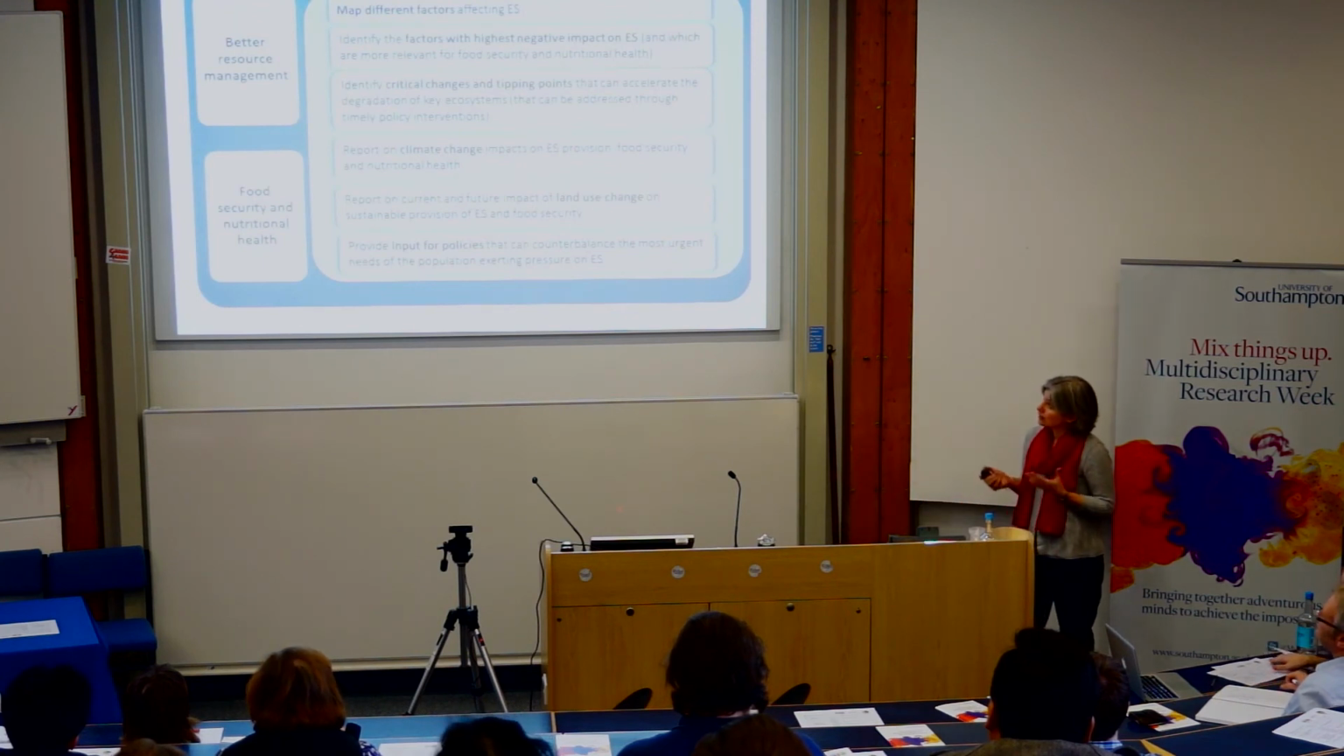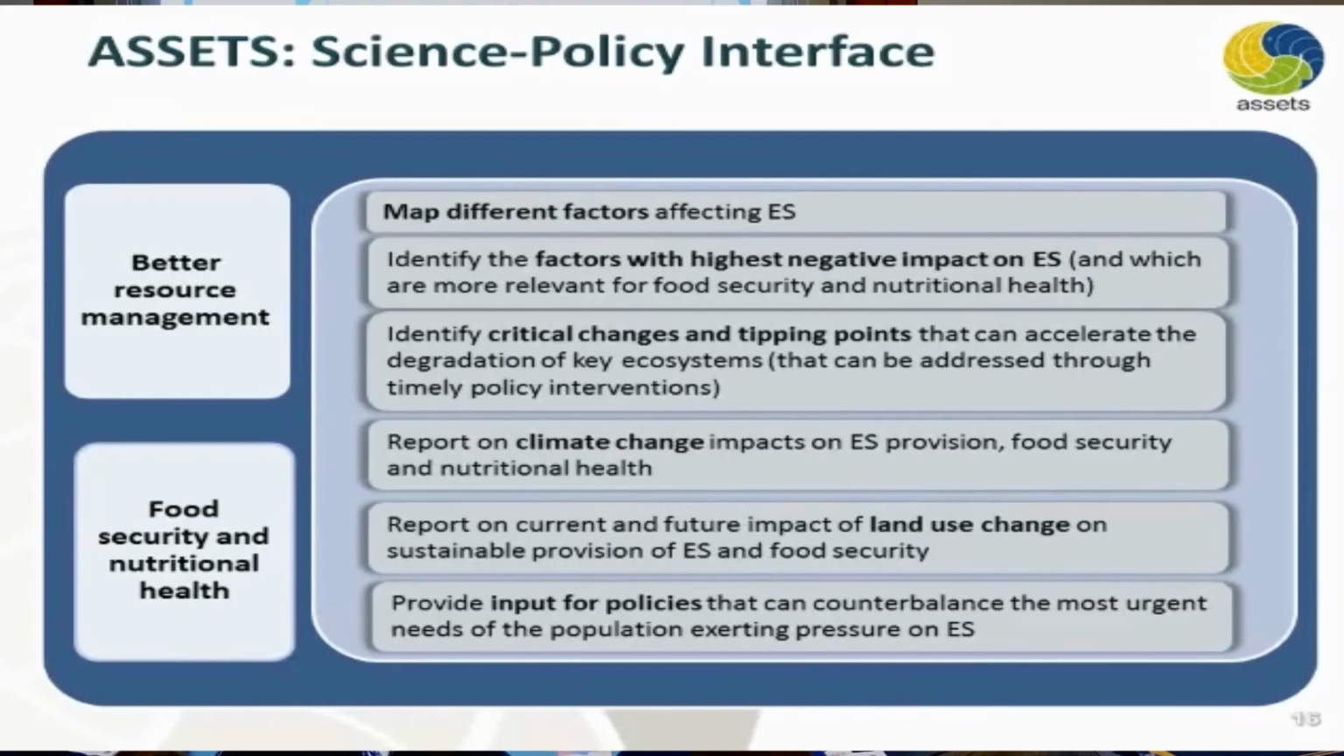So overall then, we're trying to provide better information to policymakers to improve their resource management with a view to achieving better food security and nutritional health. And it's a question of providing the right type of information that suits decision makers at different levels. And with that transparency, we also hope to make sure that decisions at the end are fairer and more equitable for all the stakeholders involved.